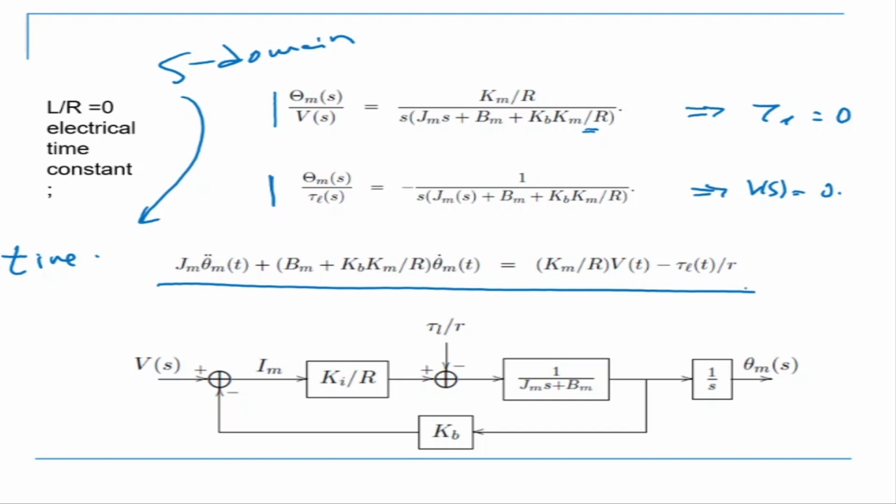There are two inputs: one input is this one, and the other input is this one. Now if I write the block diagram exactly the same way, as I explained some time back, there is one input Vs here and another input there. If you look at this equation, there is Im, which is Vs minus Kb into theta m, and that becomes my Im. That Im is multiplied by Ki by R, which is here, and there is a minus. Whatever is going from here, there is a minus tau L by R, which is this one. Please look at this equation and try to understand what it actually means.